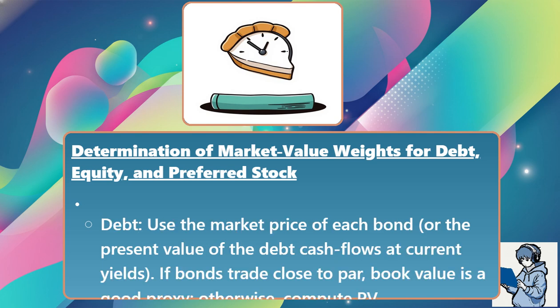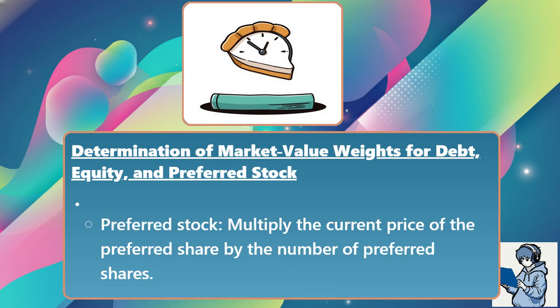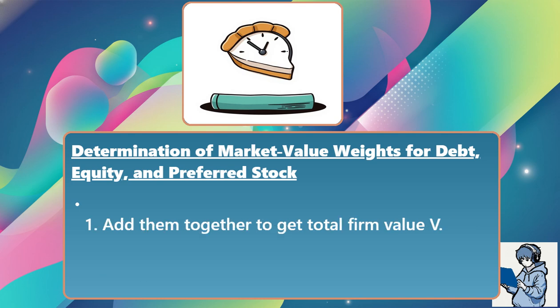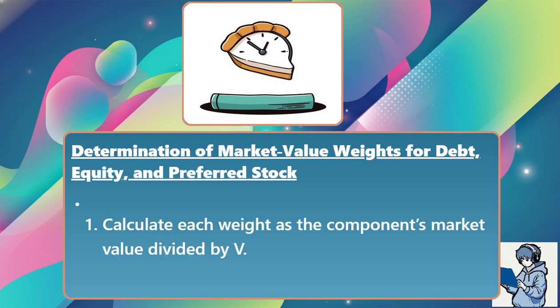Debt, use the market price of each bond or the present value of the debt cash flows at current yields. If bonds trade close to par, book value is a good proxy, otherwise compute present value. Preferred stock, multiply the current price of the preferred share by the number of preferred shares. Step 2. Add them together to get total firm value V. Step 3. Calculate each weight as the component's market value divided by V.